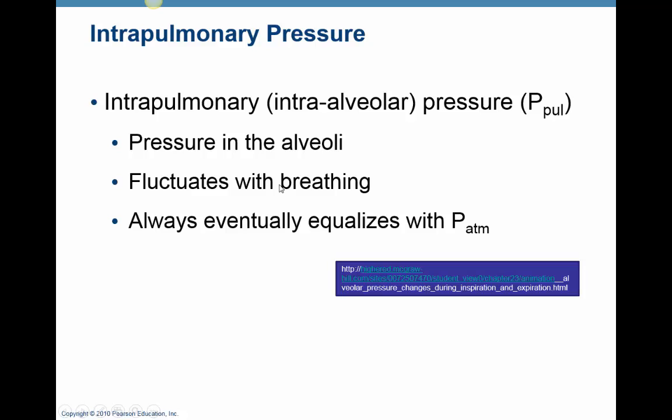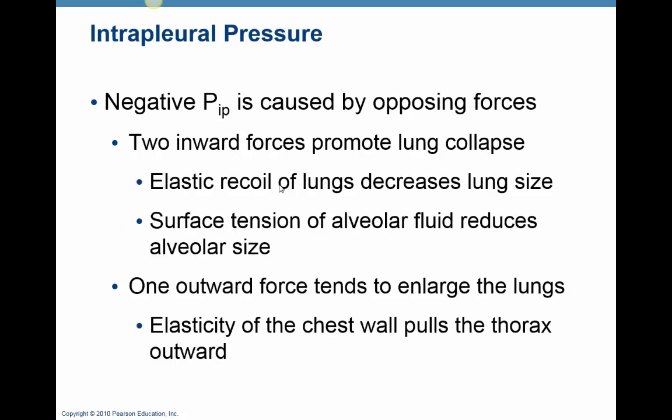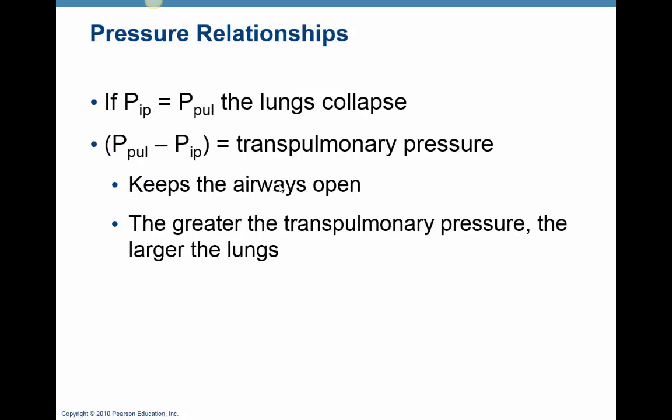So we talked about the intrapleural pressure, and we talked about how it must remain negative. So there's another type of pressure across the lungs, and this is called the transpulmonary pressure. And transpulmonary pressure just describes the pressure across the walls of the lungs. So to calculate transpulmonary pressure, we just take the pulmonary pressure and subtract it from the intrapleural pressure.